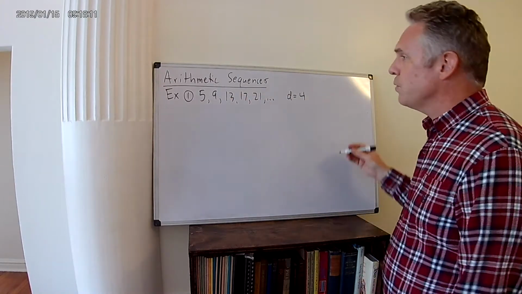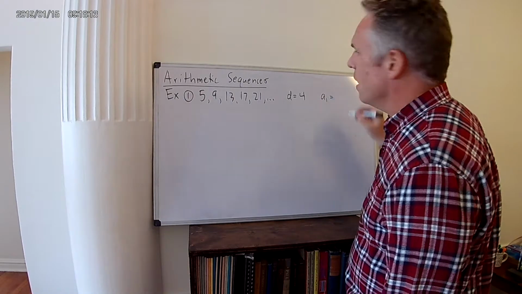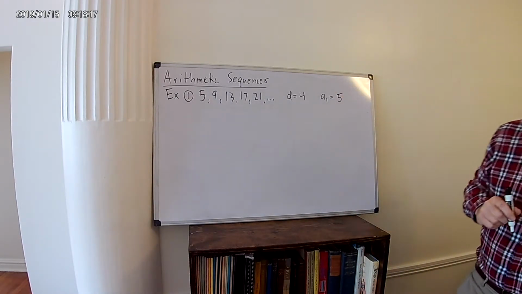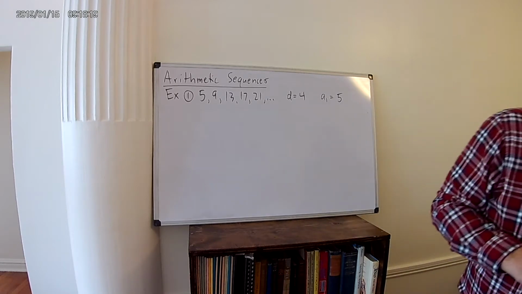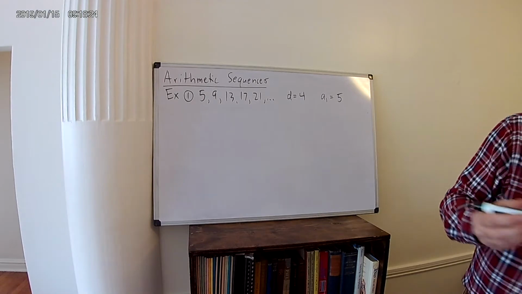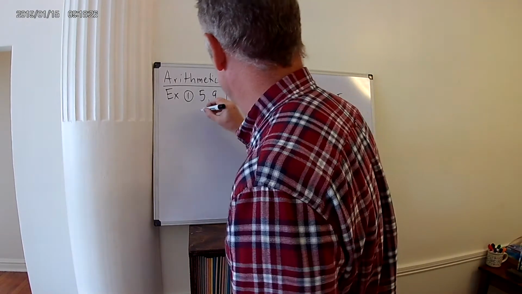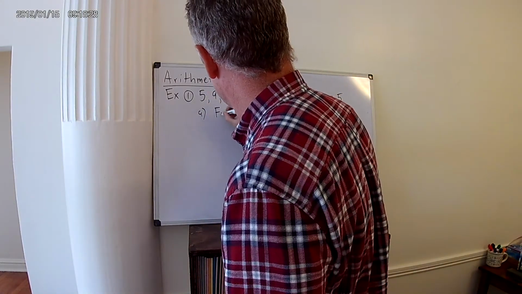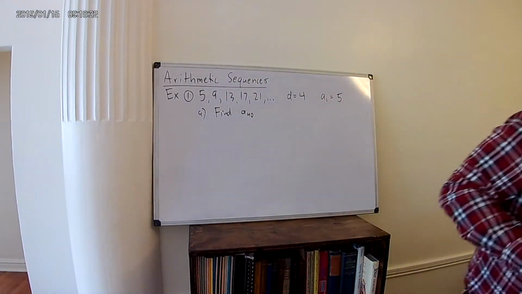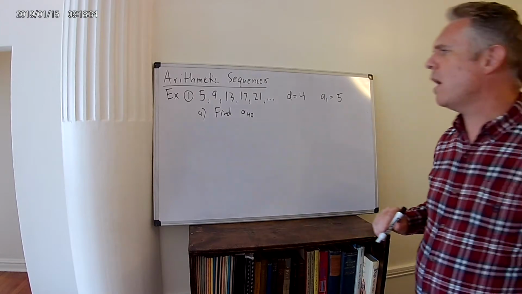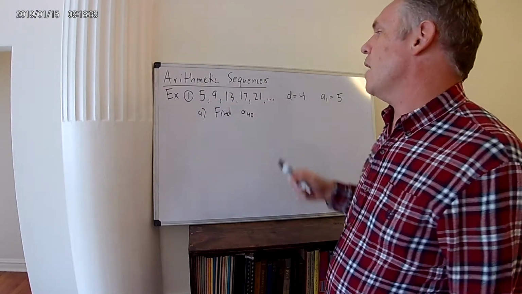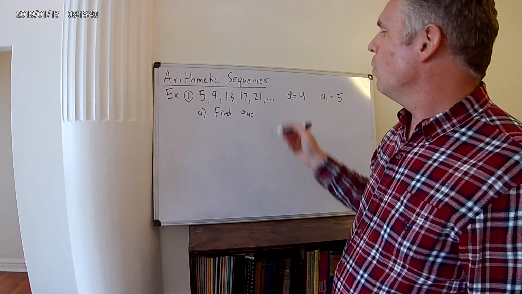Okay? Let's also identify a1. a1 is 5. Okay? Important to do those 2 things before we go further. And in this example, the first part is let's find the 40th term, a sub 40. What is the value of a sub 40? Okay, so we know a1 is 5, a2 is 9, a3 is 13, and so on. What is the 40th term?